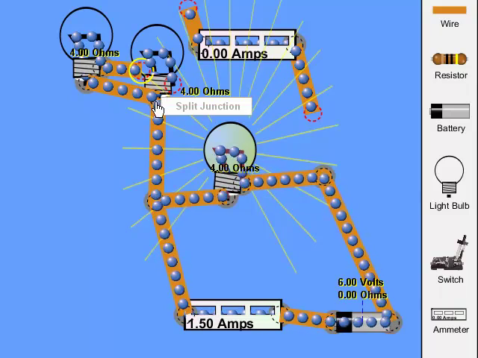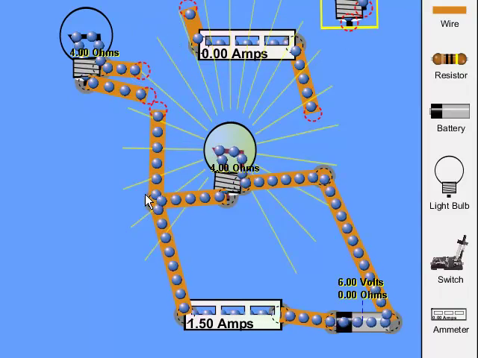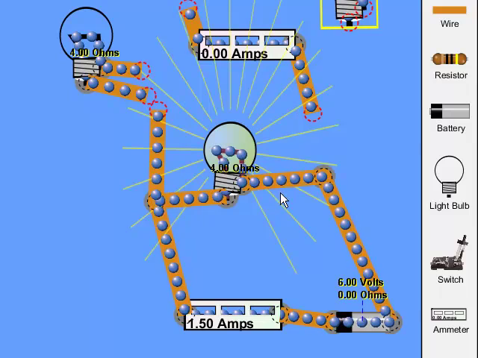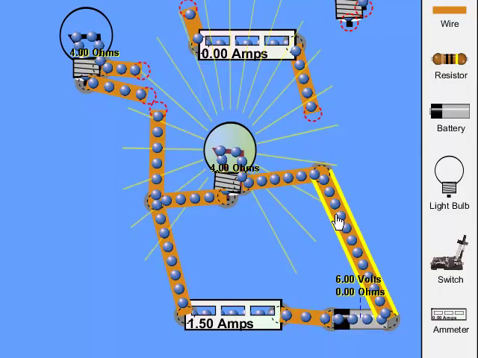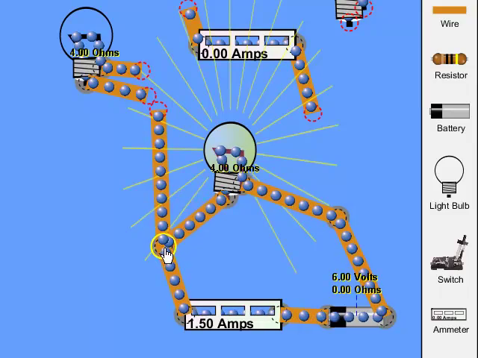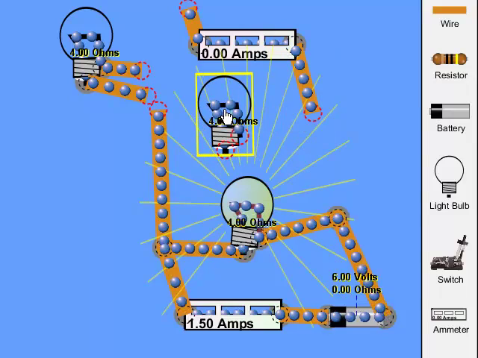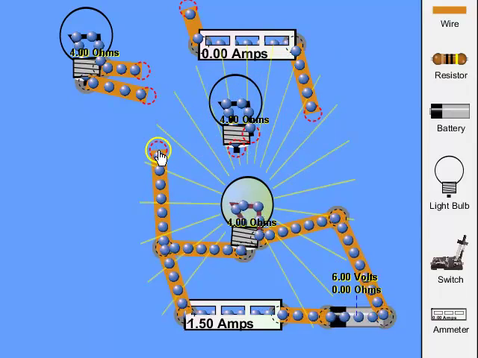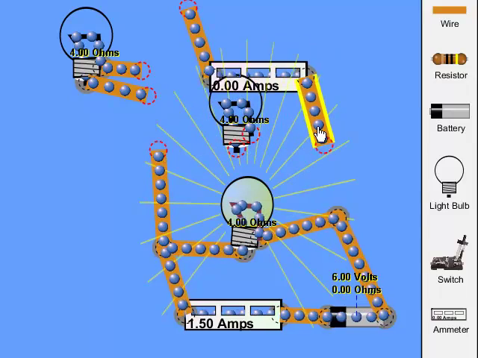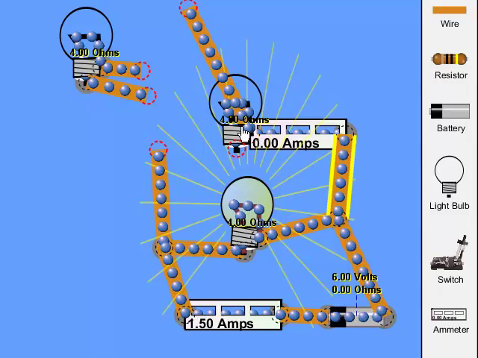And then I need to split the junction here and split the junction there and take this out of the way. And move this down here maybe. And here. There we go. Put the next one in. Okay, at this point, yeah, this one actually will work.